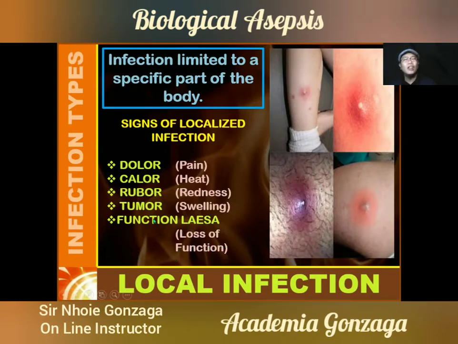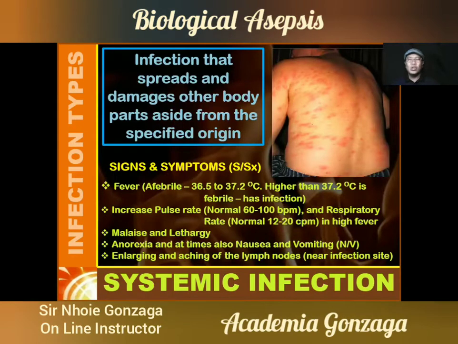That's why you will call it loss of function or functio laesa. Okay. Now, you also have the second type of infection, systemic infection. From the word system, meaning it's already scattered in the system. So systemic infection means infection that spreads and damages other body parts aside from the specified origin. For example, it started with the hand. It can spread to the back, to the body, to the head, and even to the foot area. You call that systemic infection.